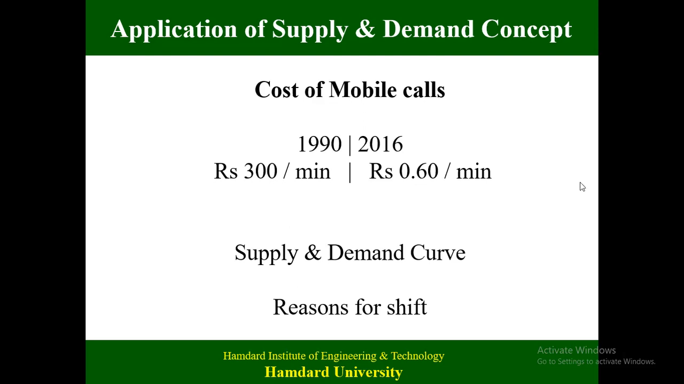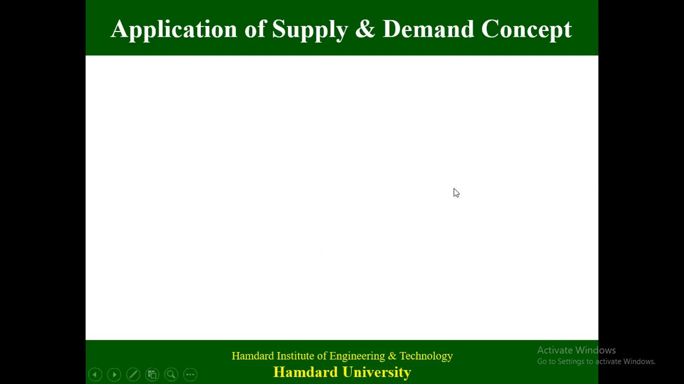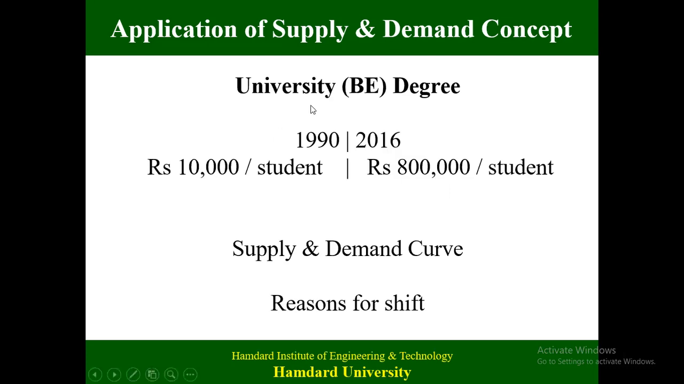So we further move towards the next aspect of university degrees: BE degree, not specifically BS degree, and other bachelor's degrees, master's degrees, and postgraduate study also vary with this kind of thing. In 1990, 10,000 students enrolled in the particular degree. But in 2016, 8 lakh students were enrolled in that particular degree.